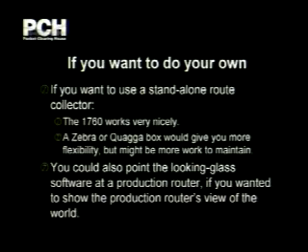So if you're doing a standalone route collector, I can highly recommend the 1760. It works very nicely for us, but a Zebra or Quagga box would give you more flexibility at the cost of having a PC or something like that to maintain. You can also point the Looking Glass software to a production router, and then that gets rid of the need to have a route collector.